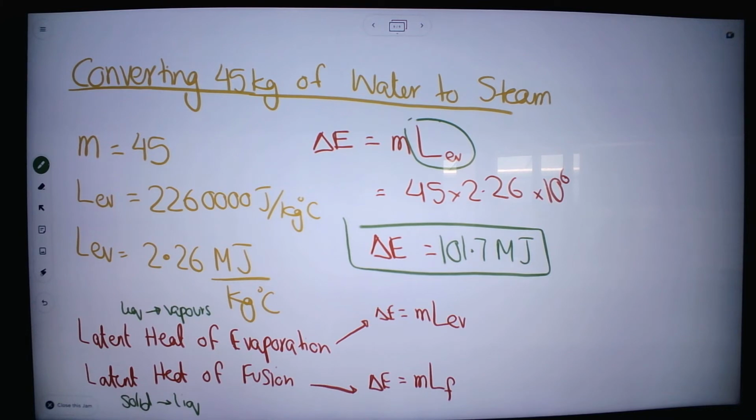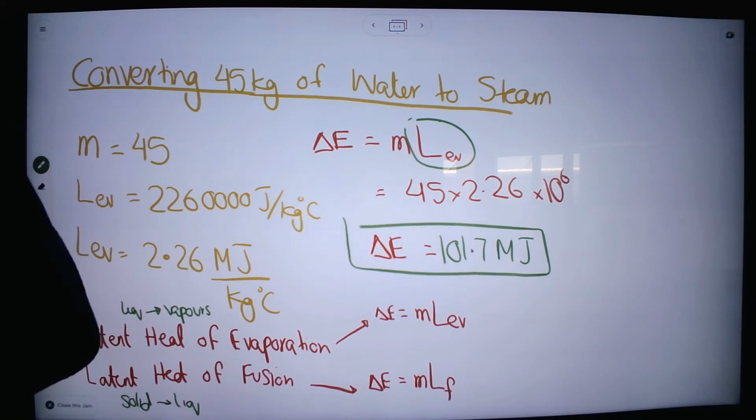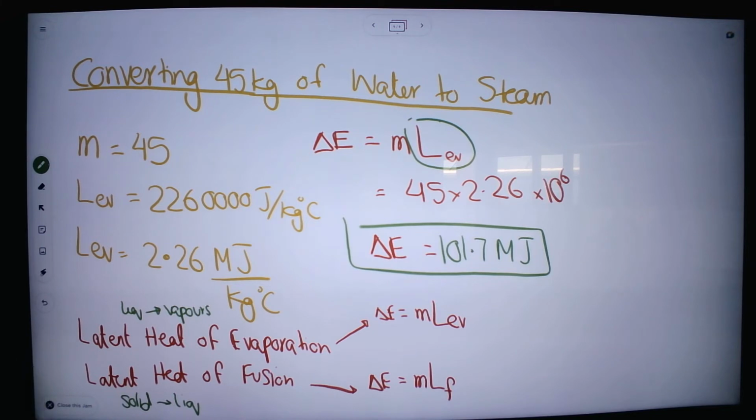If I don't provide heat energy, water will start cooling. If I provide heat energy, water is at 100 and can't go above 100. So rather than going above 100 degrees centigrade, water will say, I'm boiling, I'm evaporating. This is the amount of heat energy I need to convert the water from liquid to vapors, or steam.